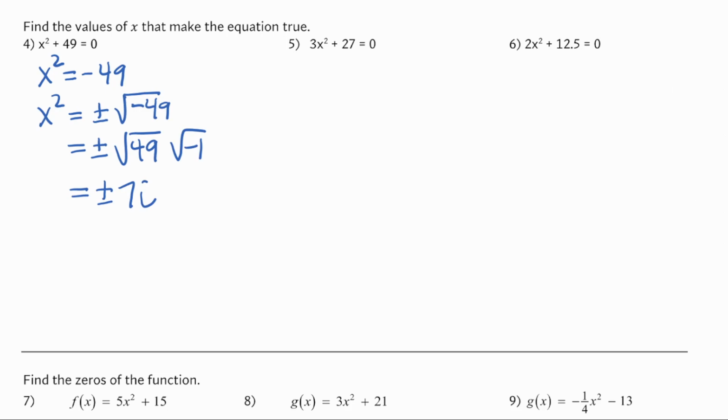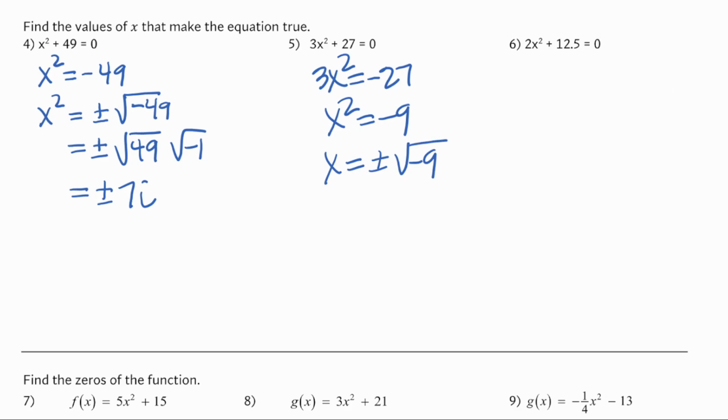3x squared plus 27, very much the same, so 3x squared equals negative 27, x squared equals negative 9. x is going to be plus or minus the square root of negative 9, which I'm going to call square root of 9 times the square root of negative 1. That's going to be plus or minus 3i.